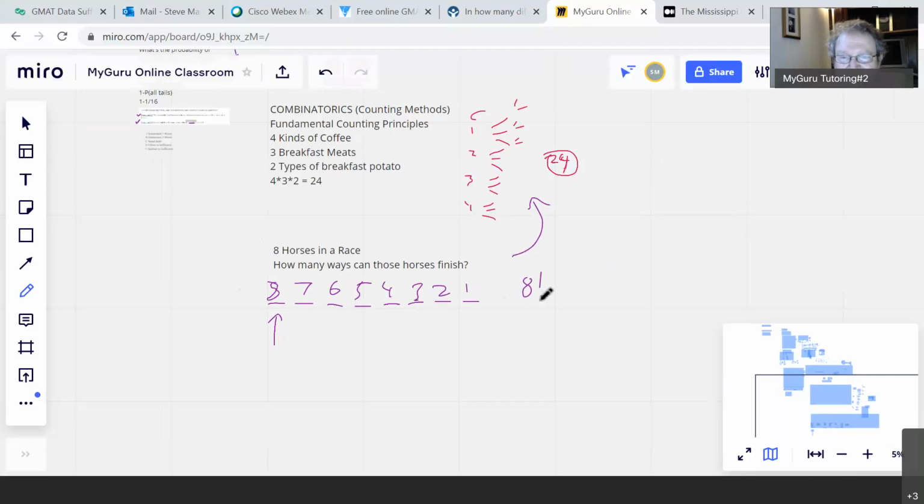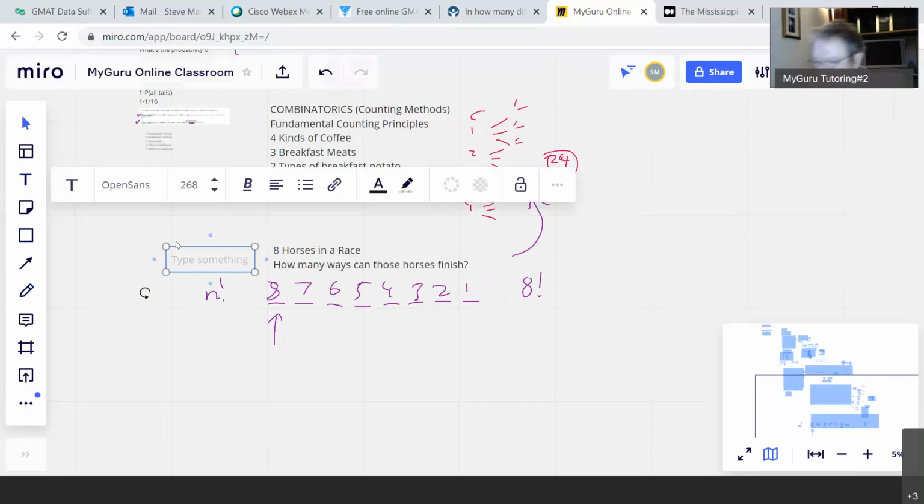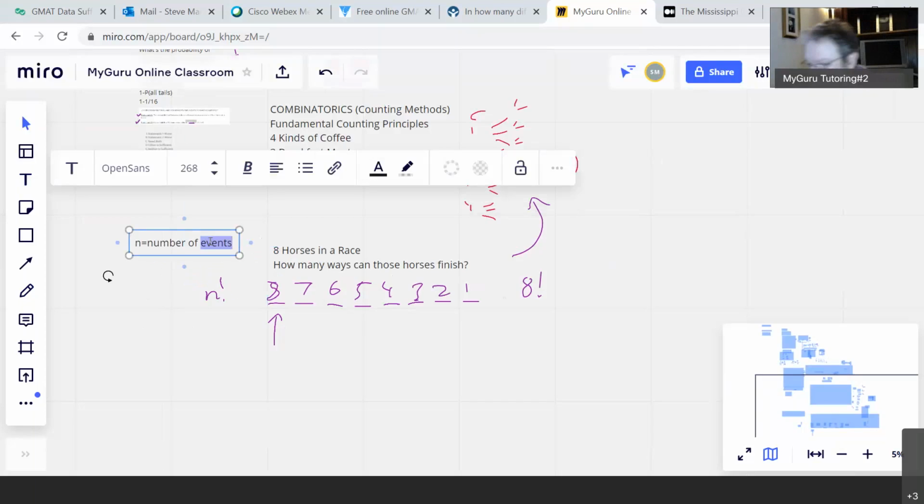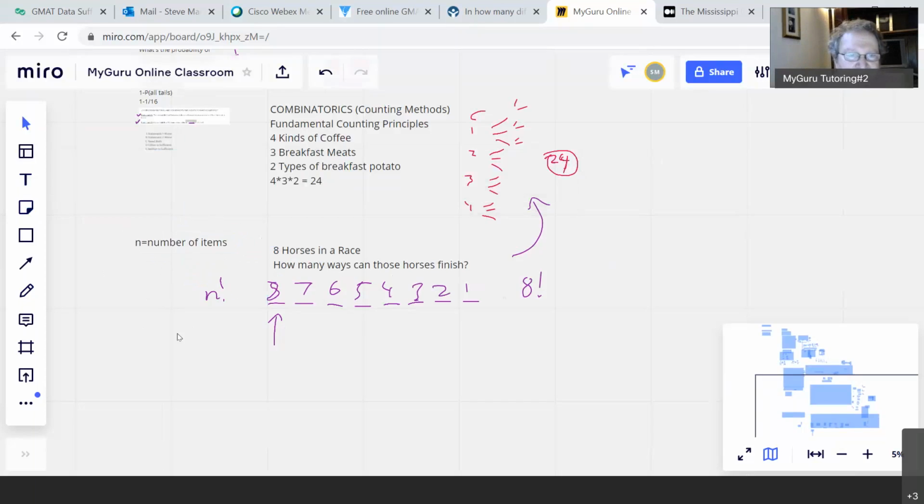If we're thinking about the formulas, that's going to be the formula on the left. It's going to be n factorial, where n represents your total starting number. Number of events, you could say. Let's say number of horses. Let's say number of items. Okay. Now let's restrict things. This is basically unrestricted arrangements, unrestricted permutations.